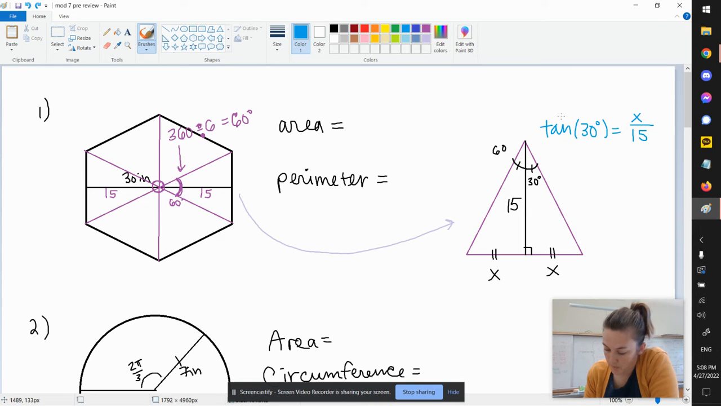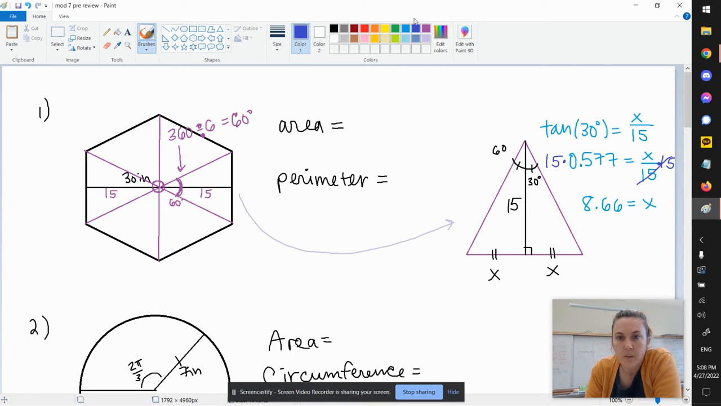We can plug tangent of 30 into our calculator. Tangent of 30 equals 0.577. Then we can multiply that by 15, get the 15 out of the denominator, and solve for x. Again, what we just did was multiply each side by 15 so that we could get that this is 8.66. That means this is also 8.66. And if we add those two together, we get that the base of the triangle is 17.32.